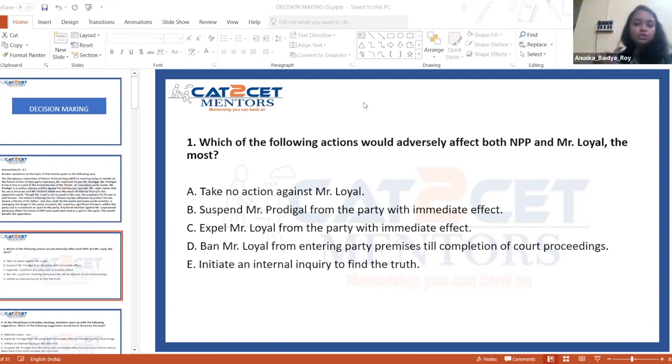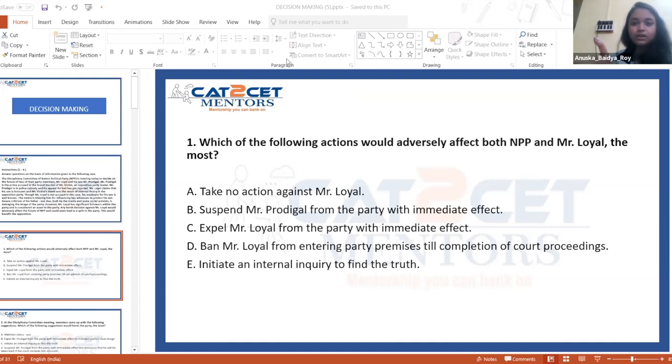Now we move to option C, which says we expel Mr. Loyal from the party with immediate effect. Now see, between B and C, can you see the difference? If we expel Mr. Loyal from the party, then there is a direct adverse effect on Mr. Loyal. Can you see that? And also, there is a direct adverse effect on the party, because Mr. Loyal leaving would mean that there would be a split in the party. The followers of Mr. Loyal will leave the party. And being expelled from the party means Mr. Loyal's political career is now in jeopardy. So there is a direct adverse effect. Is that clear? Direct effects are more important than indirect effects.